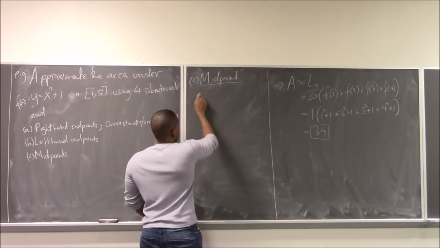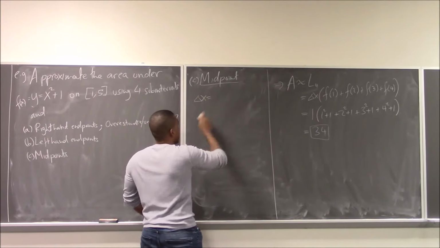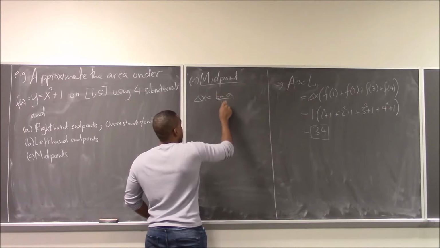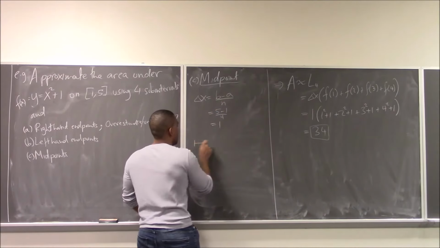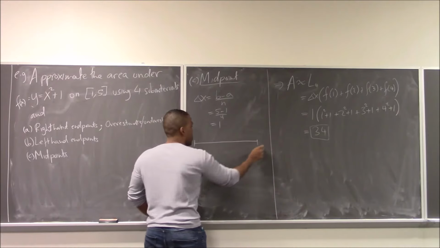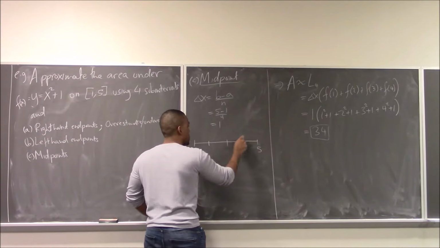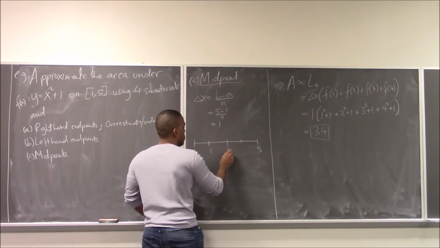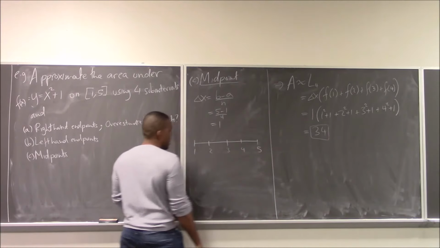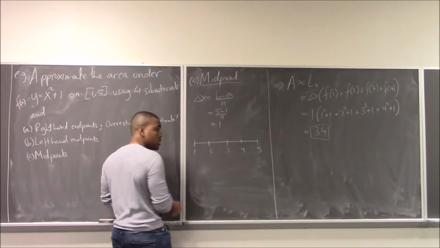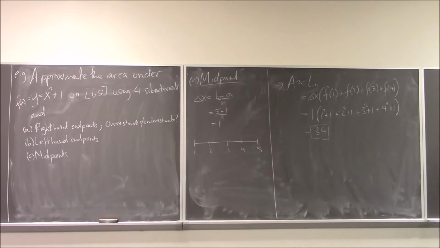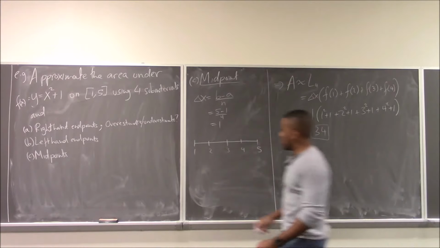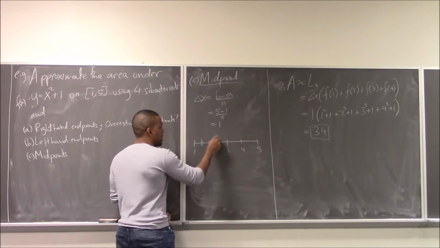So in the midpoint case, again, you go through that whole thing, your delta x is still going to be b minus a over n. 5 minus 1 over 4 equals 1. So that tells you your interval from 1 to 5 splits into 4 pieces, where this is 2, 3, 4. But now what we do is we care about the middle of those two. We don't care about those numbers that we just wrote. We care about the numbers in between them. So we want this guy, this guy.